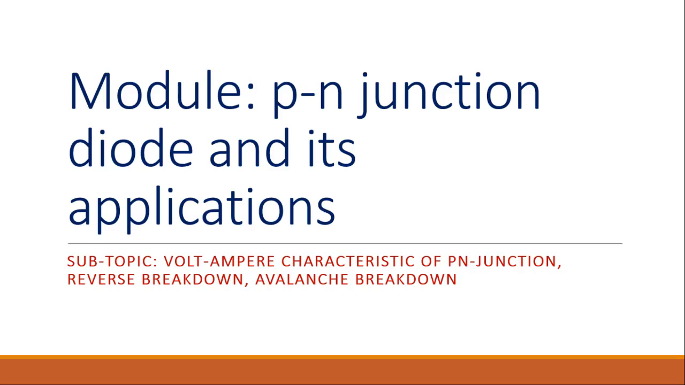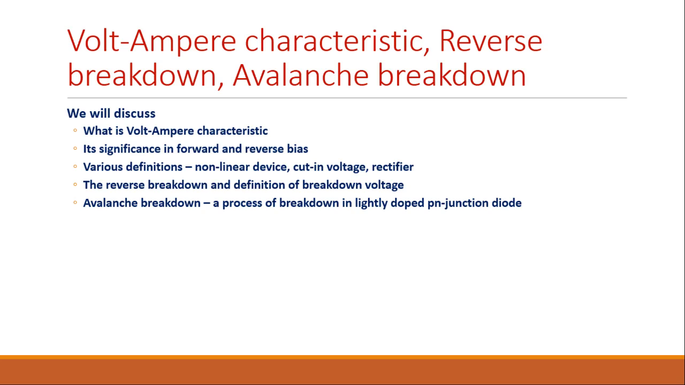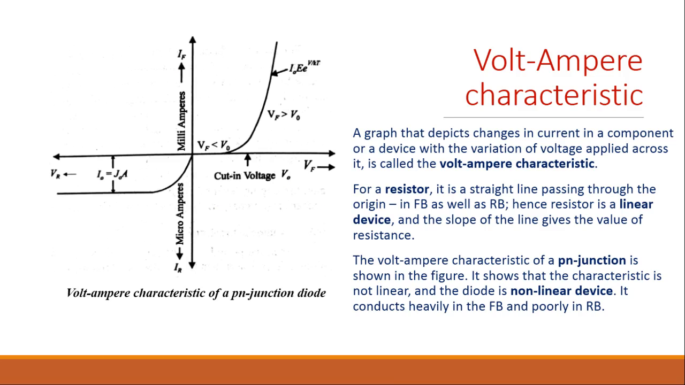Hello everyone and welcome to the module PN junction diode and its applications. In this video, we will discuss what the volt ampere characteristic of a PN junction diode is, its significance in forward and reverse bias, the definitions of nonlinear device, cut-in voltage and a rectifier, the reverse breakdown and the definition of breakdown voltage, and the process of avalanche breakdown which occurs in a lightly doped PN junction diode in reverse bias.